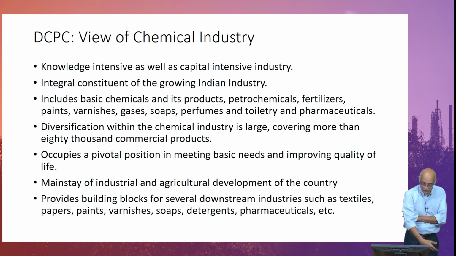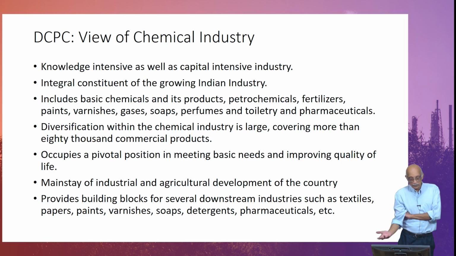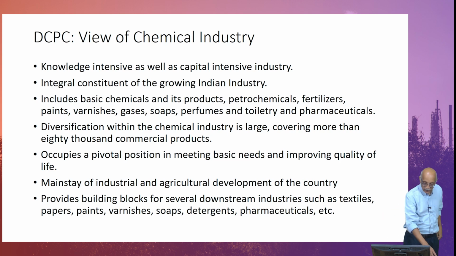And the chemical industry provides the building blocks for many of the downstream industries. We look at textiles or papers or paints and so on. The chemical industry is really providing the raw materials for many of these industries.